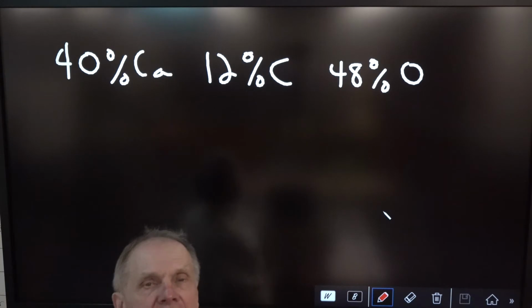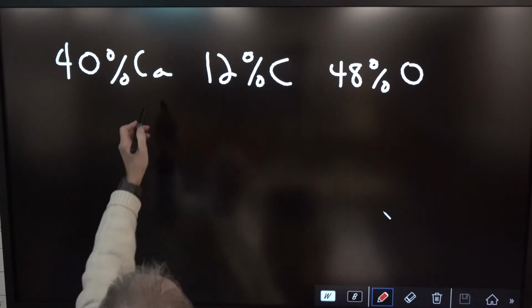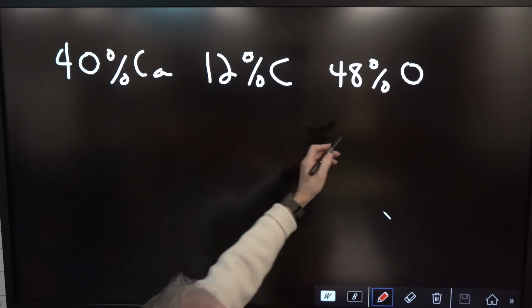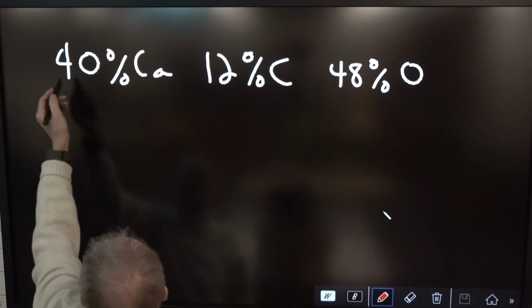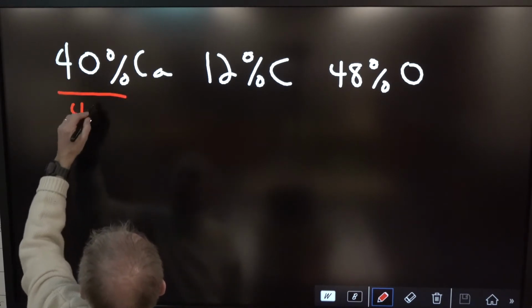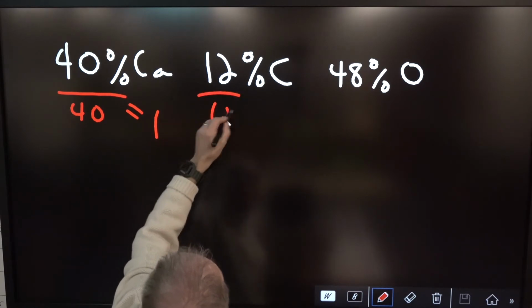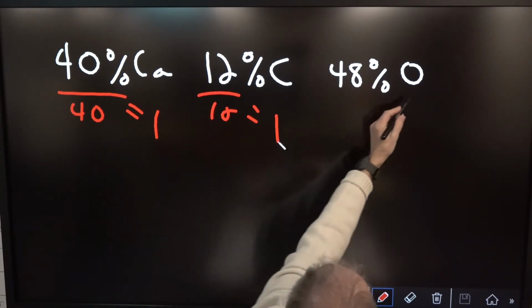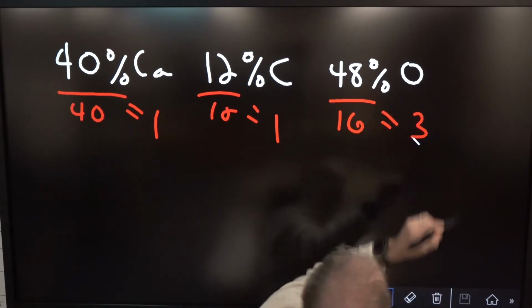Now here's one that has 3 elements in the empirical formula. Ca 40%, C 12, and O is 48%. So, rule, divide by atomic mass. Well, this one, atomic mass of calcium is 40, so that's 1. Atomic mass of carbon is 12, so that's 1. The atomic mass of oxygen is 16, so this is 3.